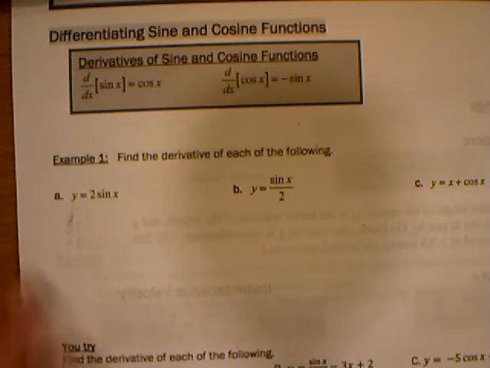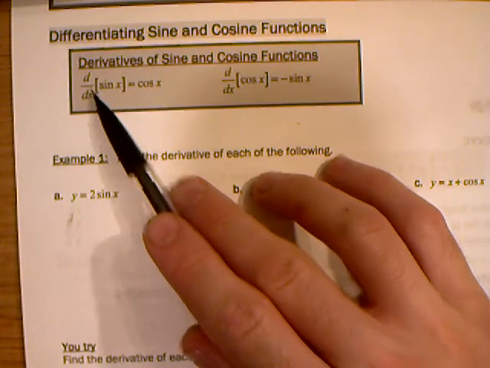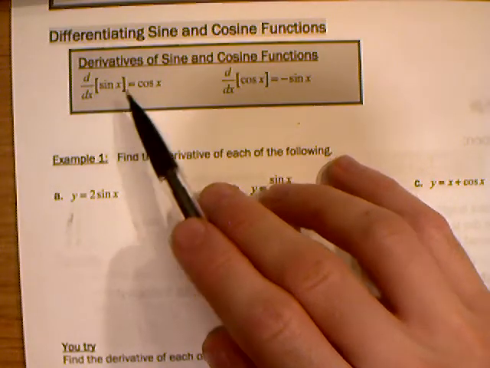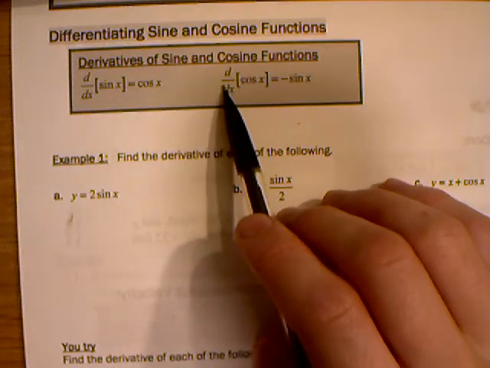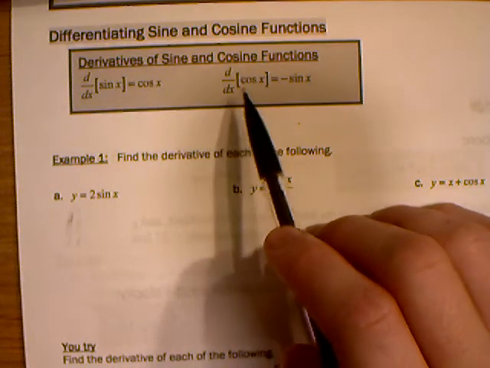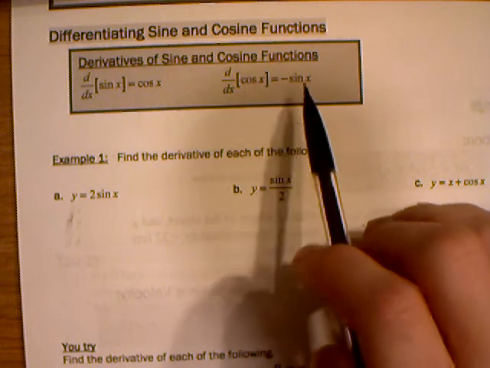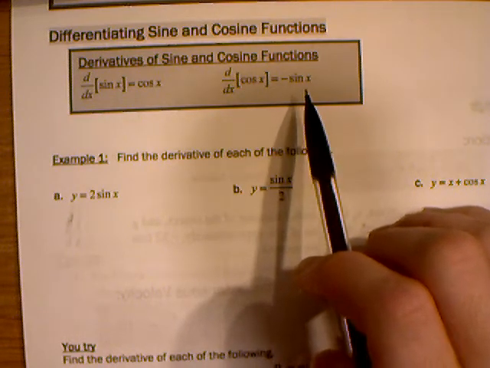Alright, this is the first video on finding derivatives of sine and cosine functions. First big idea is that when you take the derivative with respect to x of sine x, the derivative is cosine x. When you take the derivative with respect to x of cosine x, the derivative is negative sine x.